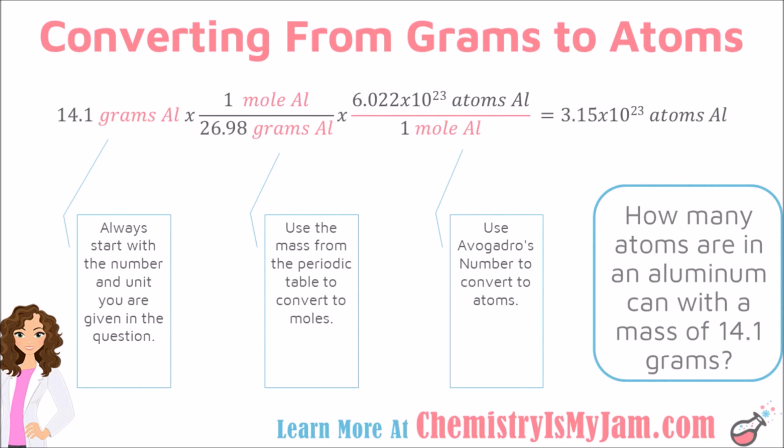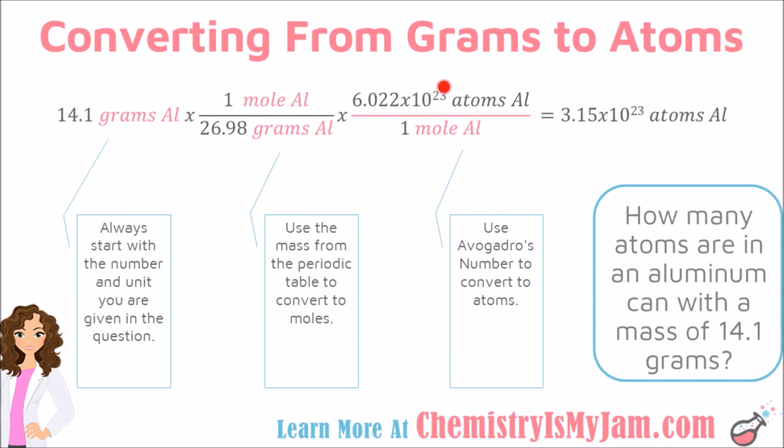Now that I'm in moles, I'm going to use Avogadro's number, 6.022 times 10 to the 23rd, to go from moles to atoms. Notice that since moles was on the top here, it needed to go on the bottom here so that it would cancel out. At this point, everything in pink is going to cancel. Grams has canceled, moles has canceled, leaving me in units of atoms. I'm ready to put this into my calculator.